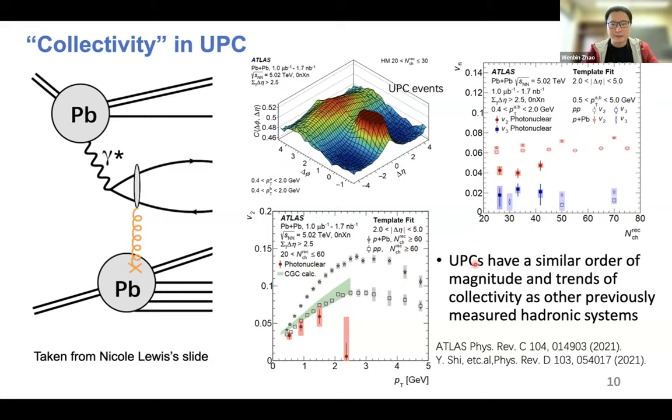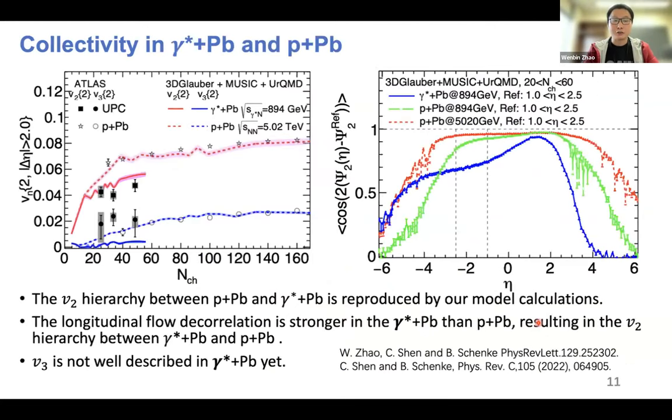We see that UPCs have a similar order of magnitude and trends of the collectivity as other previously measured hadronic systems. As you know, hydrodynamics works well in heavy ion collisions and also small systems. So it's straightforward to extend the hydrodynamics from heavy ion collisions and small systems even to UPC events. Here, the lines are from the 3D hydro simulations compared to the ATLAS data. Here, the open points are V2 and V3 in peripheral collisions from ATLAS. And also, the filled points are V2 and V3 in UPC events from ATLAS as well. And the lines are from model simulations.